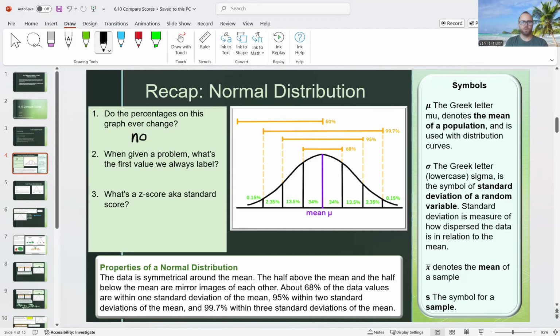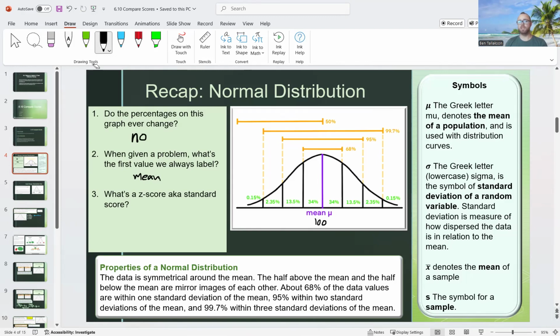2, when given a problem, what's the first value we always label? That's going to be the mean. Remember, everything is based off of the mean. So, for example, let's say the mean is 100. What do we need to know to find out the next value here, or here, or here? Any of these values. How do we find them out?